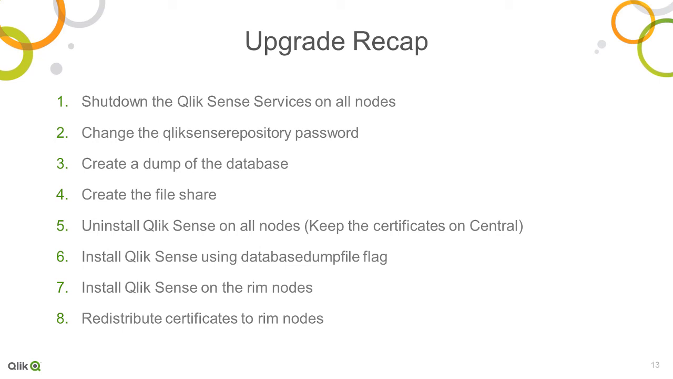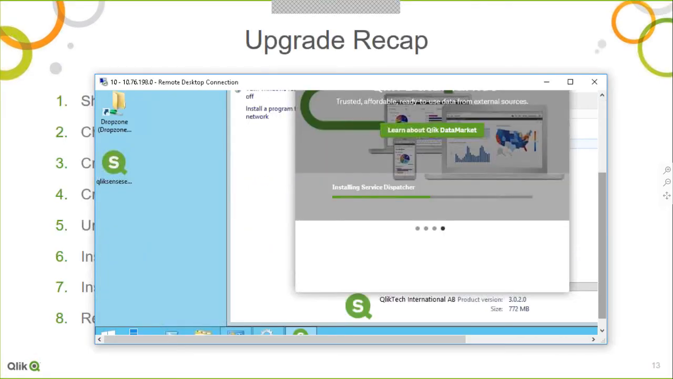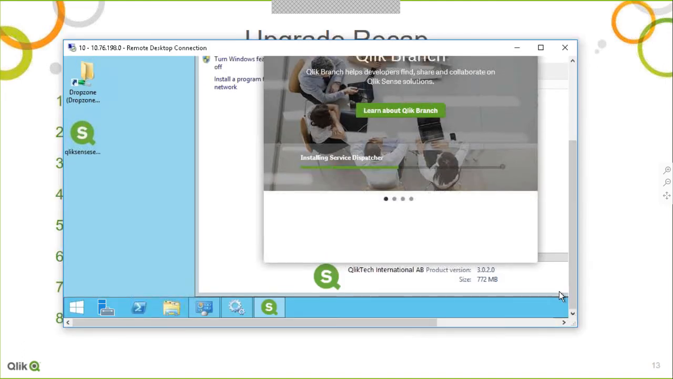So let's check how that install process is going on our RIM node. It's at the service dispatcher. We don't have long to wait. Once that is done, we'll redistribute the certificates to this node, which is server 3. We should be doing this on both, but it's the exact same process, so I don't think it's worth the time to show you the same thing twice. And once that's done, this upgrade will be complete. We'll be able to test that the server works.